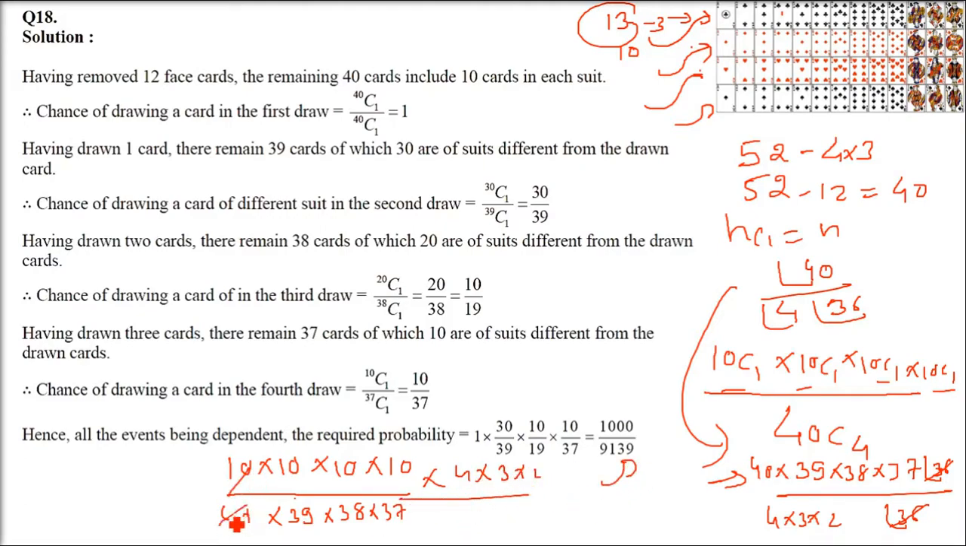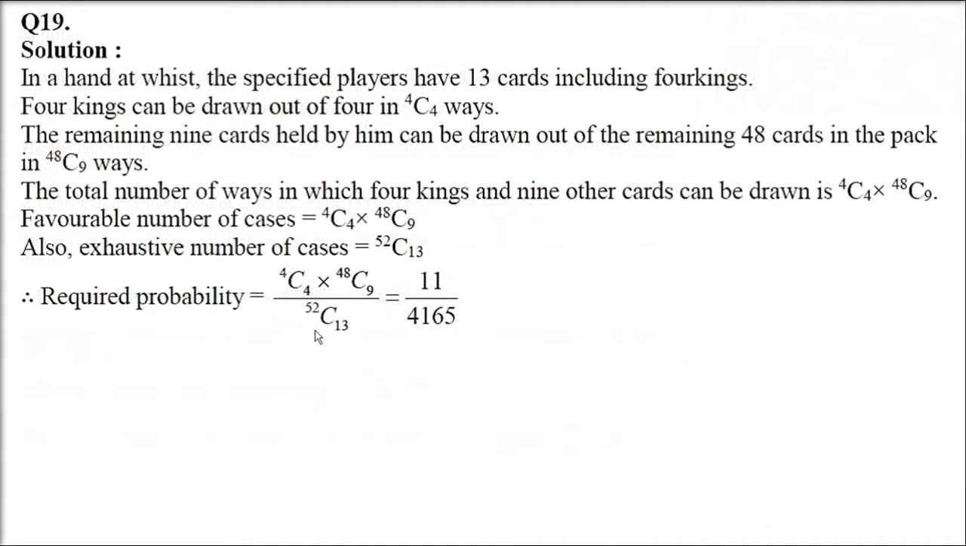Now this same will come. I'll just show you. 10 into 4 is 40, 4 gets cancelled, 3 into 2 is 6. 3 into 13, 13, and 2 into 19, this is 19. So we have 10 into 10 into 10, 1000, and 13 into 19 into 37 is going to be 9139.